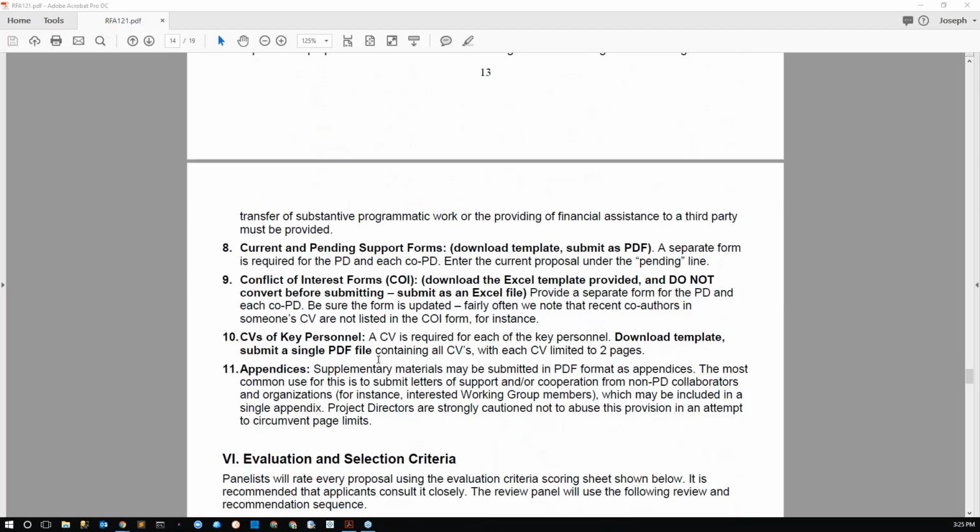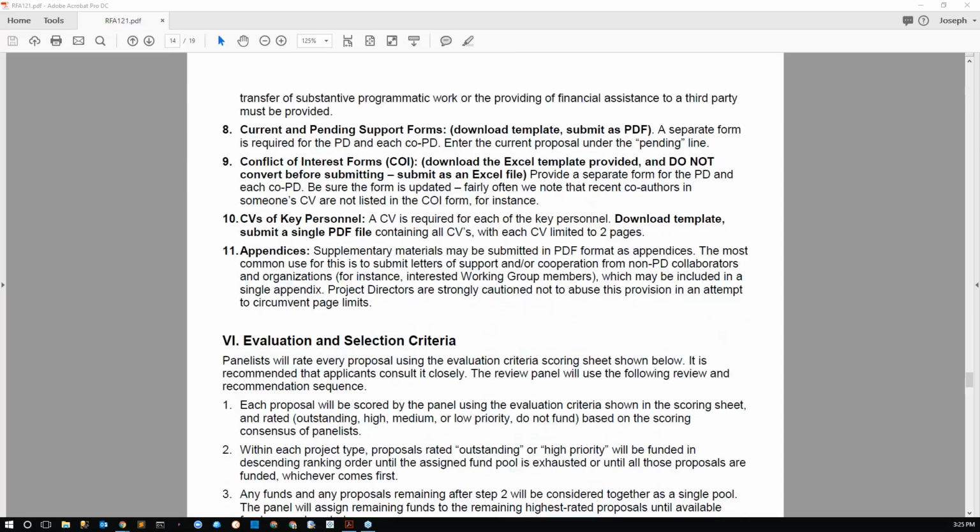The final forms that you have are the typical ones you have for almost any grant project: current and pending support, conflict of interest, and the CVs, limiting them down to a short 2 pages of why these individuals are the best people to get this job done and how they're going to contribute to the project.